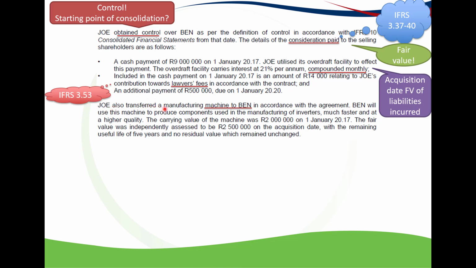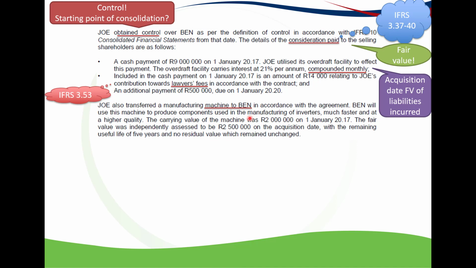Joe also transferred a manufacturing machine to Ben in accordance with the agreement. Ben will use this machine to produce components used in the manufacturing of inverters much faster and at a higher quality. The carrying value of the machine was 2 million on 1 January 2017. The fair value was independently assessed to be 2.5 million on the acquisition date, with the remaining useful life of 5 years and no residual value, which remain unchanged.